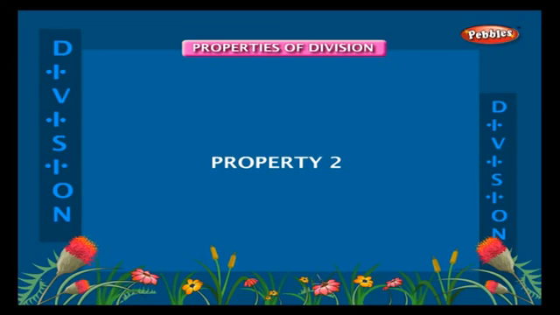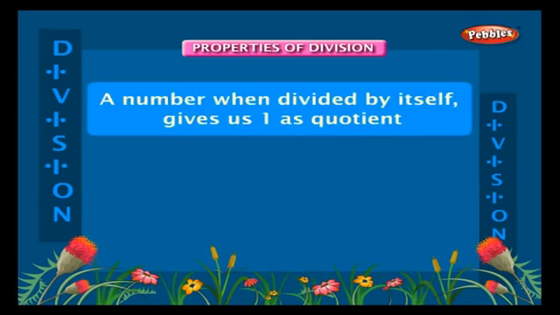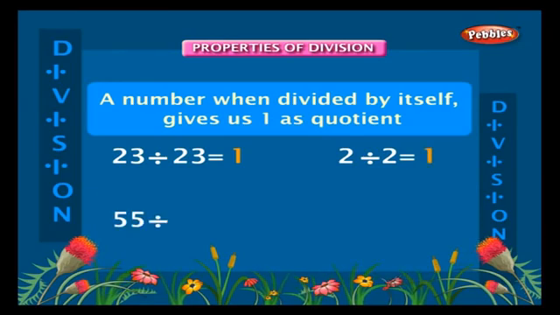Property 2. Division of a number by itself. A number when divided by itself gives us 1 as the quotient. For example, 23 divided by 23 is equal to 1. 2 divided by 2 is equal to 1. 55 divided by 55 is equal to 1. 18 divided by 18 is equal to 1, and so on.